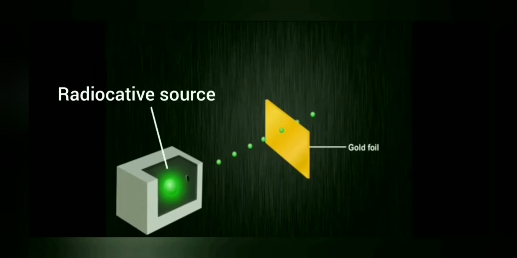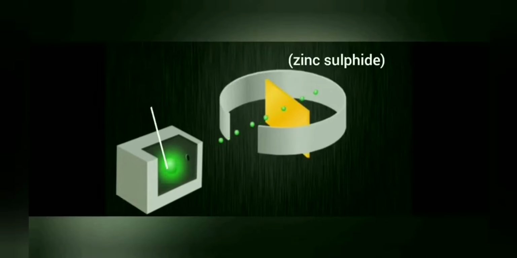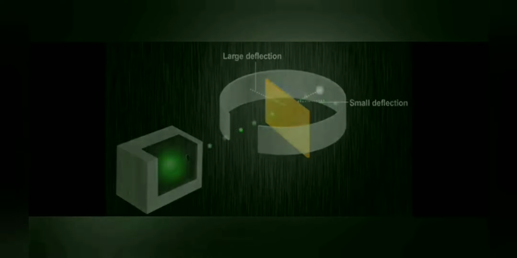He took a very thin gold foil, and a radioactive source was providing the alpha particles. Polonium is used as the radioactive source, and zinc sulfide is used to detect the deflection of the alpha particles. He observed that most of the alpha particles passed straight through the gold foil undeflected, and a small number of alpha particles were deflected at small angles, while some were deflected at large angles. A very few alpha particles bounced back, just like a ball hitting a wall.